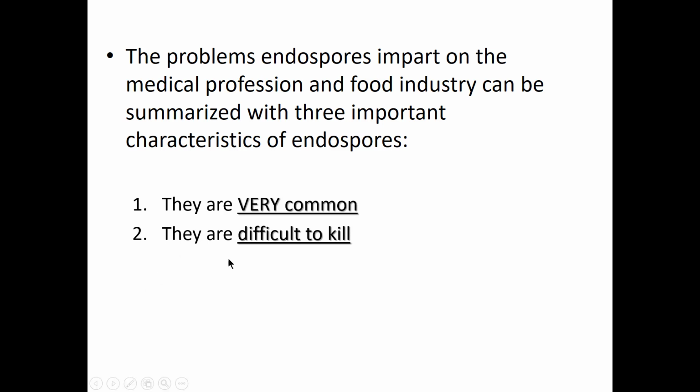As we mentioned, they're very difficult to kill. So that's kind of what we've mentioned so far. It requires large amounts of heat. And the last thing is certain species are capable of infection and disease as well as food spoilage. So they're not necessarily benign. Not every species is harmful, but in the endospore class, there are a number of harmful species, and those species are absolutely dangerous and have to be accounted for. So when you put these characteristics together, the fact that they're common, difficult to kill, and potentially deadly, it makes for a very nasty combination of traits.